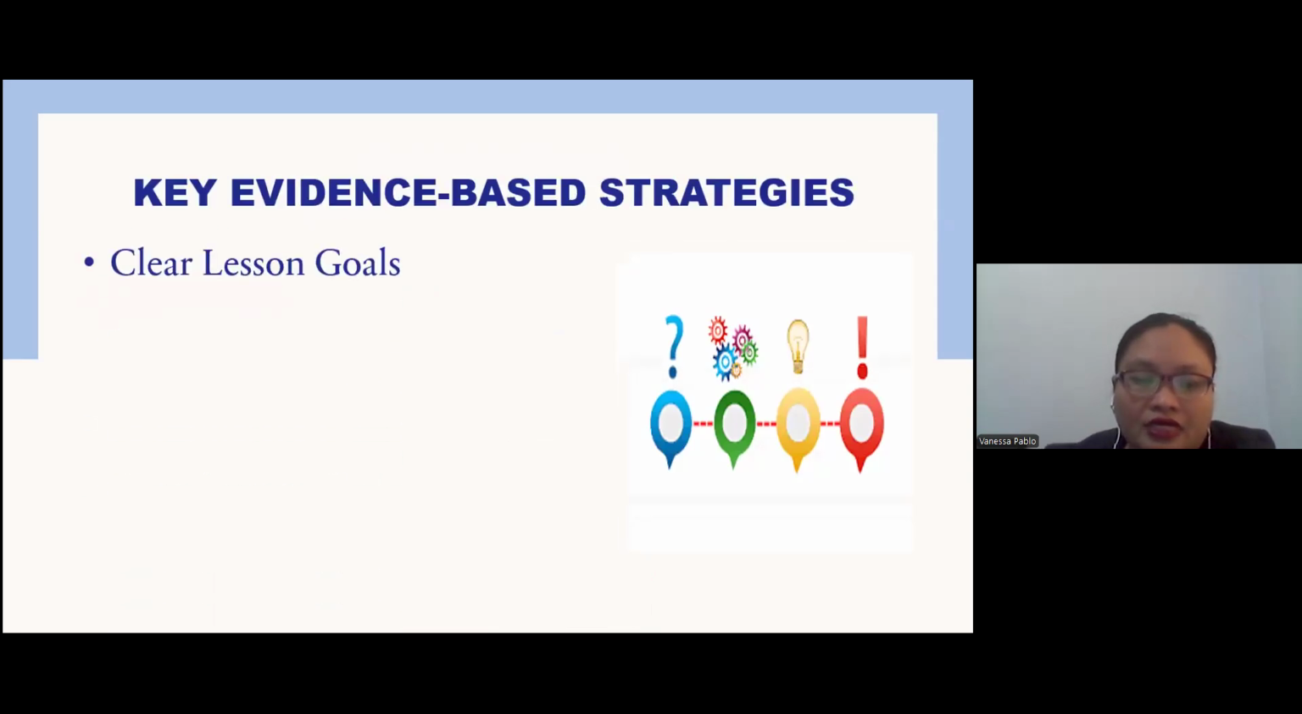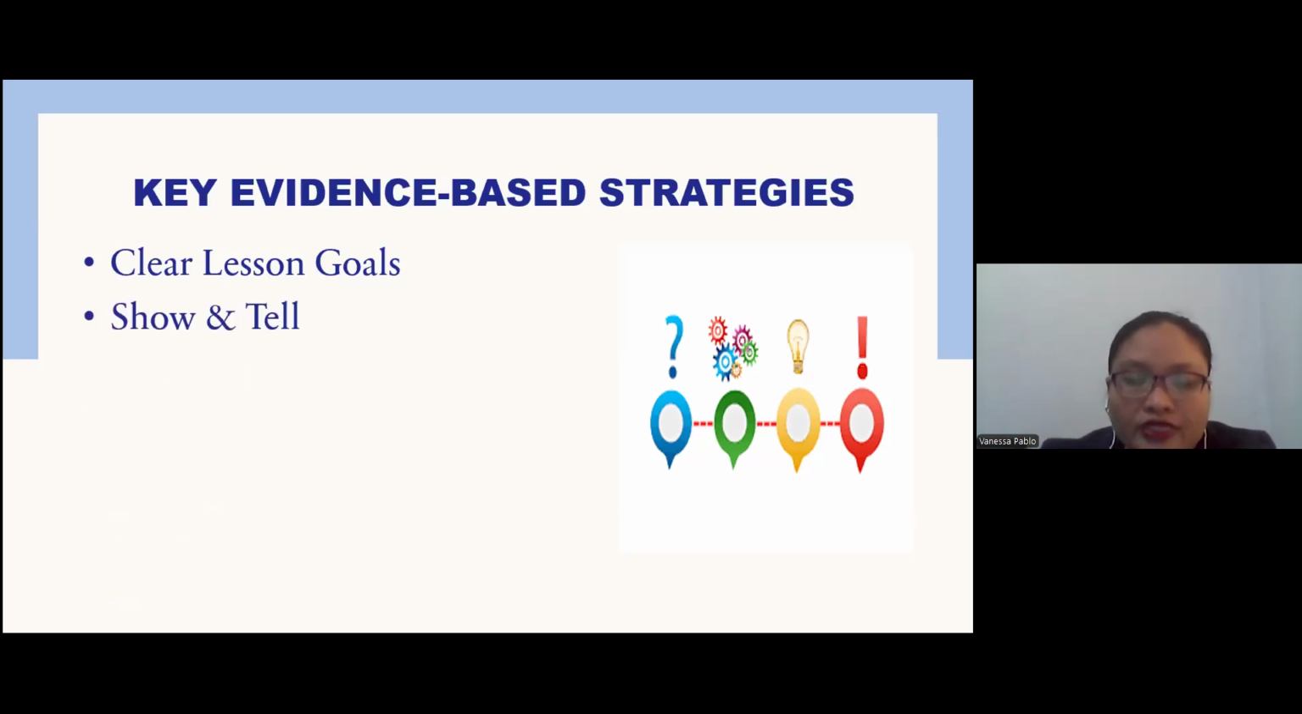We have clear goals. So when we say clear goals or lesson goals, you have to establish the objectives. So this will help educators focus on the teaching strategies, focus on the needs of the students. So you can use your classroom setting, classroom experiences as one of the motivations in creating your research questions.